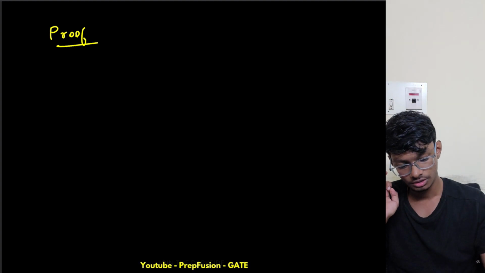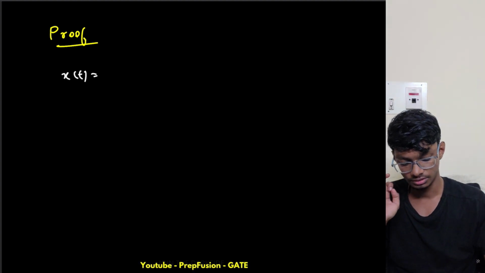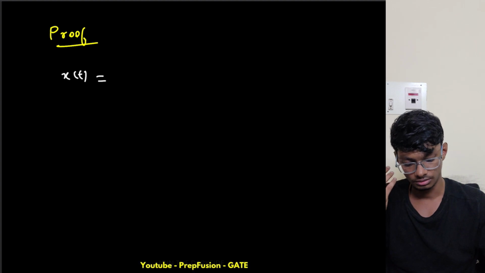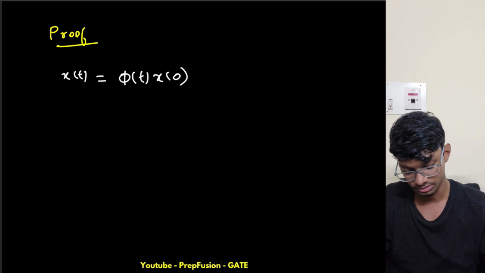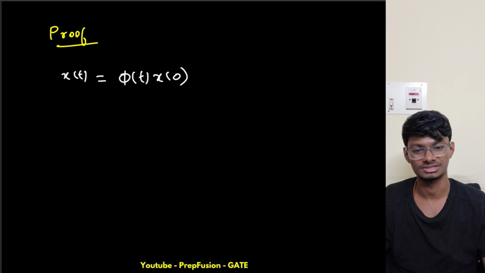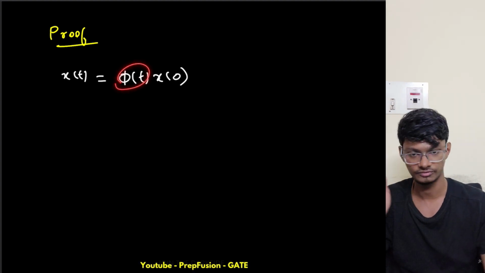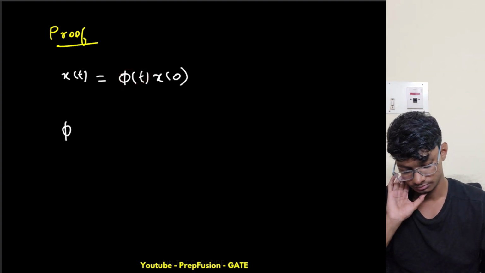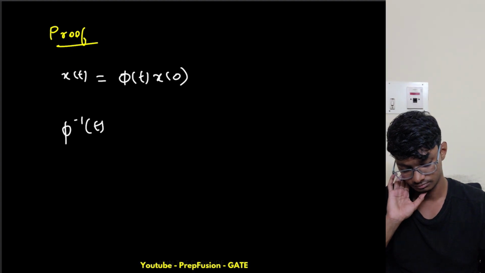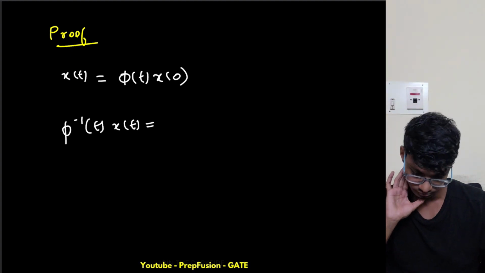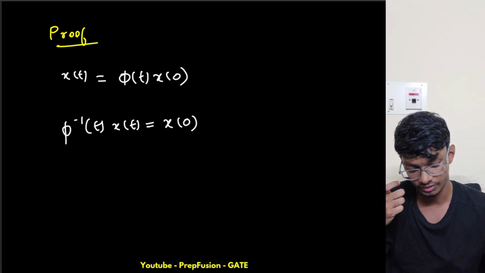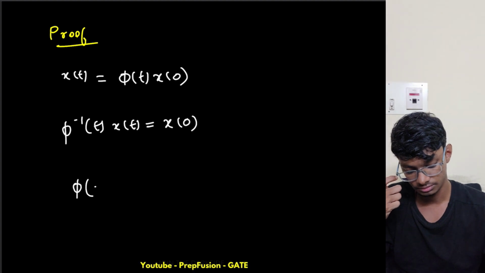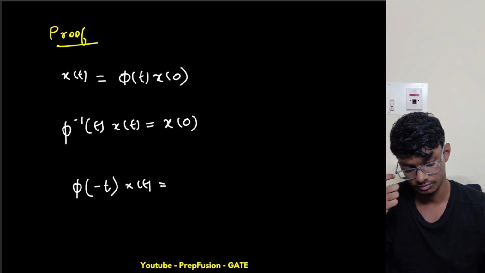What is the basic proof? If my x of t simply equals phi of t into x of 0, this was the standard equation. Now if I multiply with the inverse on both sides, pre-multiplying, what does phi inverse I can write? Phi inverse I can write is phi of minus t, x of t equals x of 0.